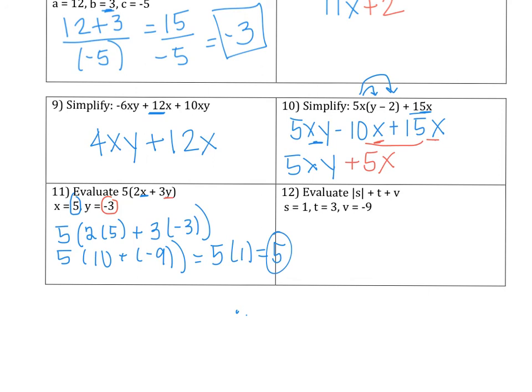Number 12, the absolute value of S, which is, S is going to be 1, so the absolute value of 1 is 1, plus T right here is going to be 3, so plus 3, plus V is negative 9. 4 plus negative 9, which is negative 5.